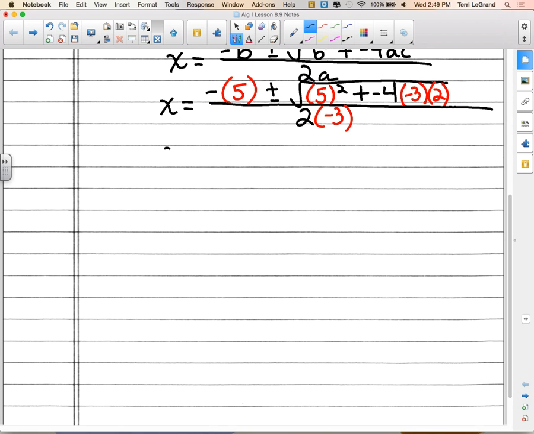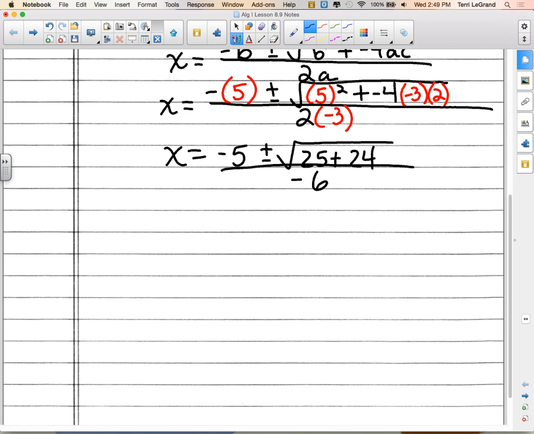We're going to take that opposite of b and we're going to name it. What is the opposite of 5? Negative 5. So now we have negative 5 there. What's 5 squared? 25. Plus, Aaron, what's our negative 4 times a times c? That would be positive 24. And downstairs we have 2 times negative 3, class, that is negative 6.